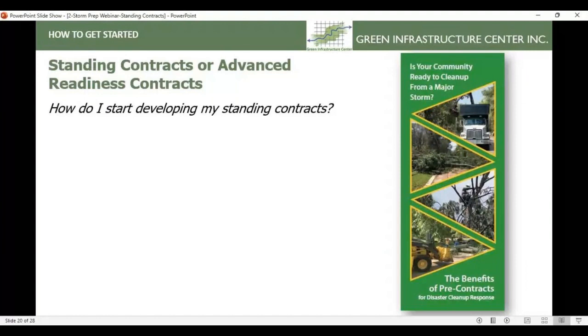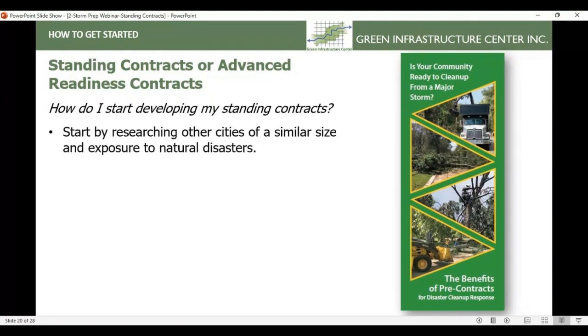Okay. So those are the different types of contracts. So you might be asking, how do I even start developing my standing contract so that my community can be ready? So we have some materials. We've also highlighted some ways that you could get started, both from Darren's experience, but also from research of other communities who have done this type of work.